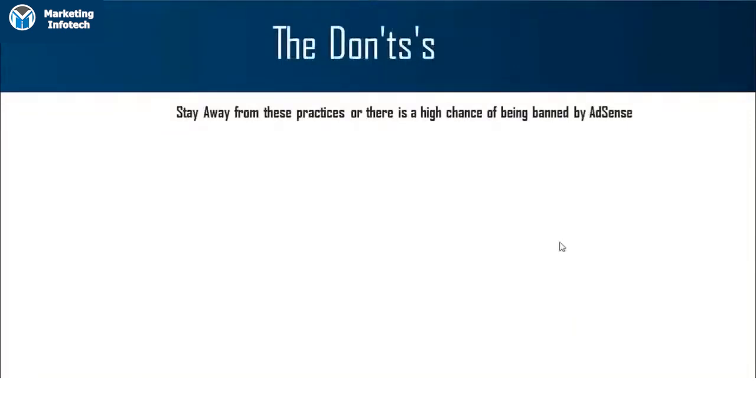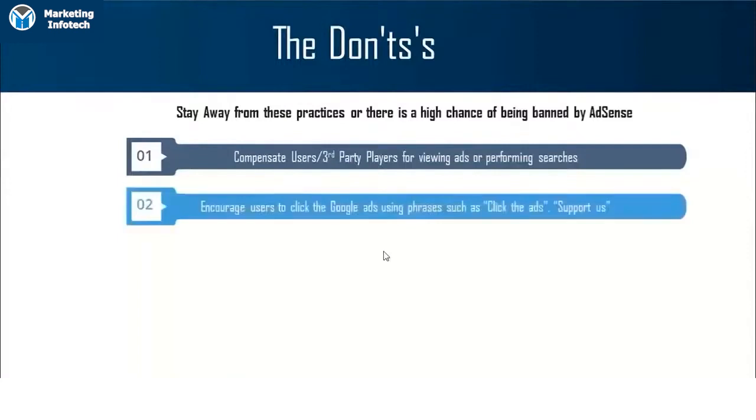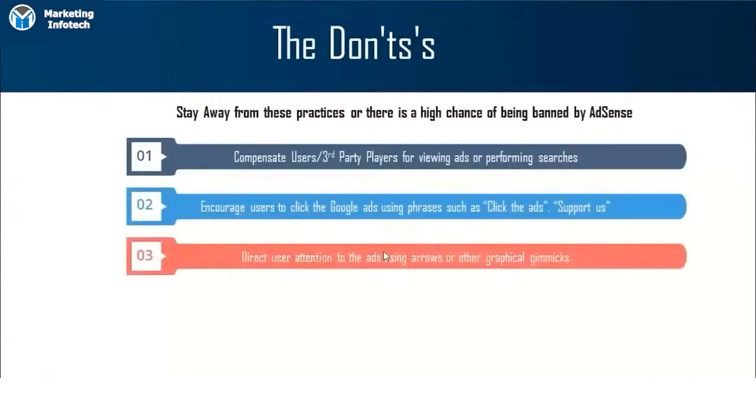It is important to understand the don'ts rather than the do's. So now that we know the do's, we need to understand the don'ts. First, never try to compensate users or third-party players for viewing ads or performing searches. If Google comes to know that you're doing it, then there is a high probability that your site and your account will be banned. Never ever encourage users to click Google ads using phrases like click the ads or support us. Never try to draw user attention to the ads using arrows or some graphical gimmicks.